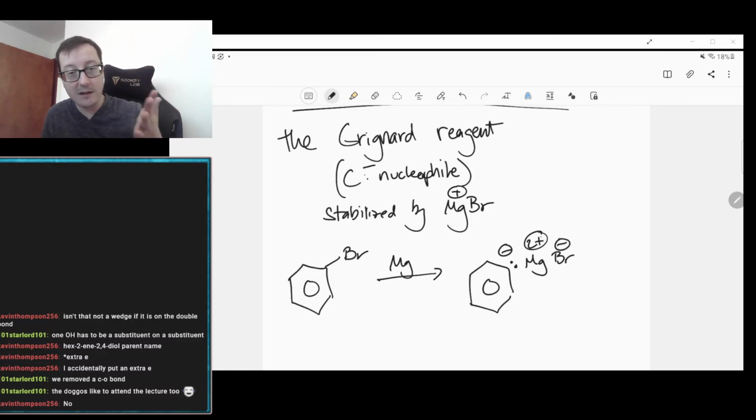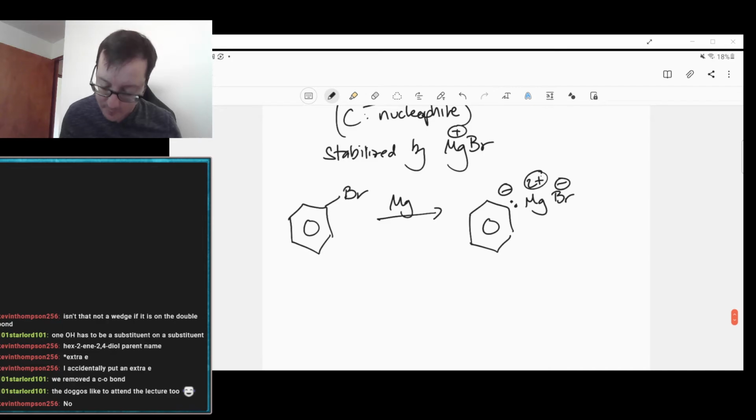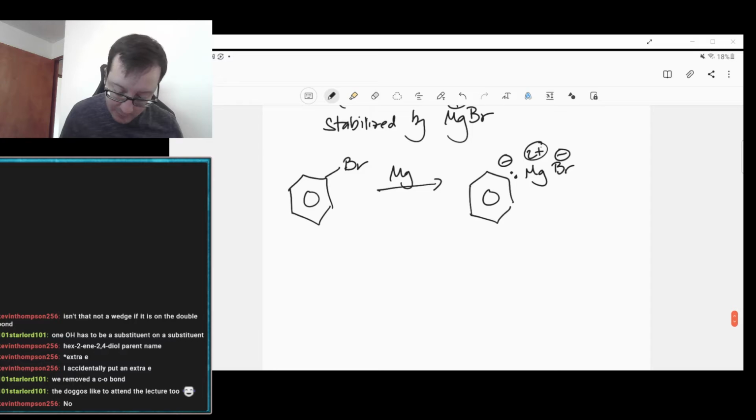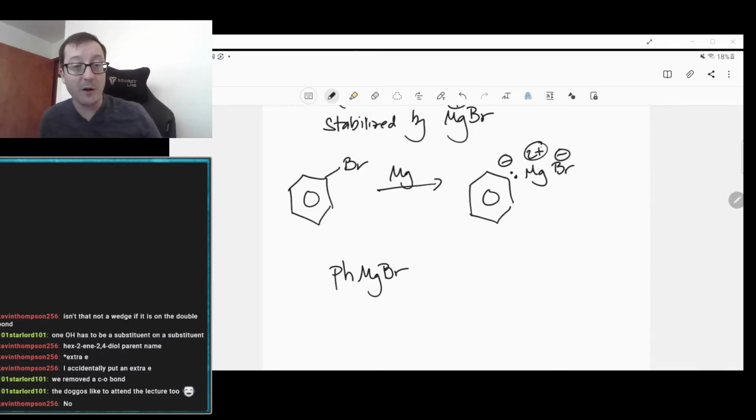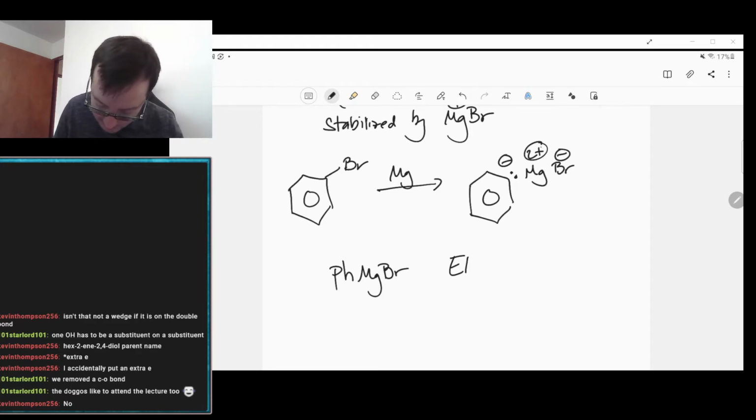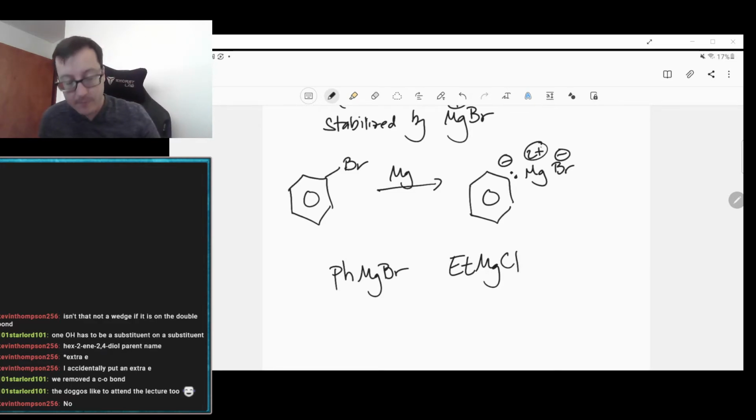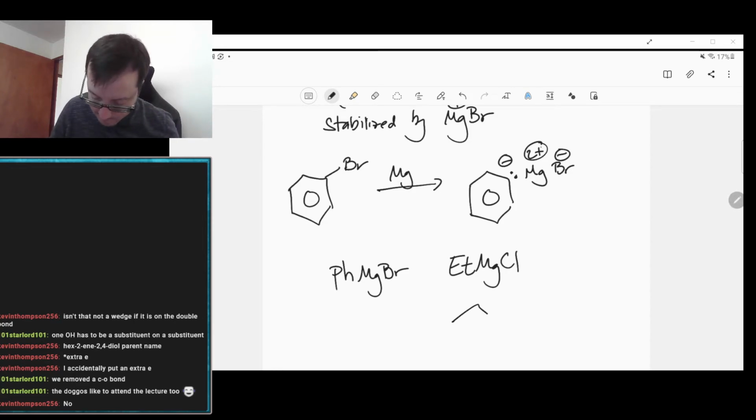You end up forming this ionic complex. You have the magnesium 2 plus, a single bromide, and then you have your carbon negative, and it's stabilized by this. So this is often just described as a C minus nucleophile, and this would be one way to write that. You could also have something like this. These are Grignard reagents. You can make them out of any alkyl halide, even if it's sp2, like the benzene one is sp2. Ethyl magnesium chloride is an sp3 hybridized one.